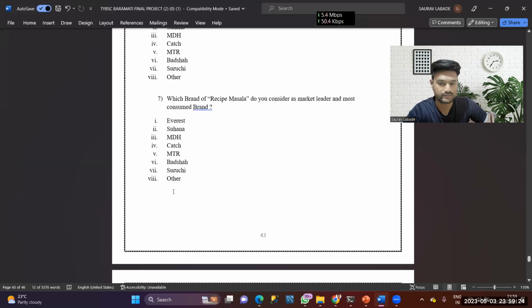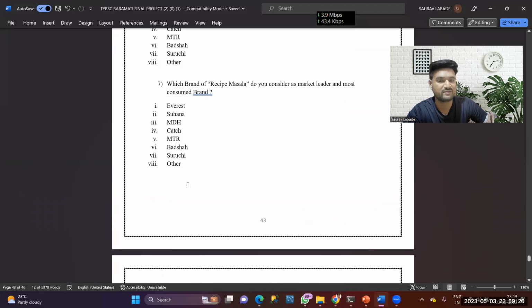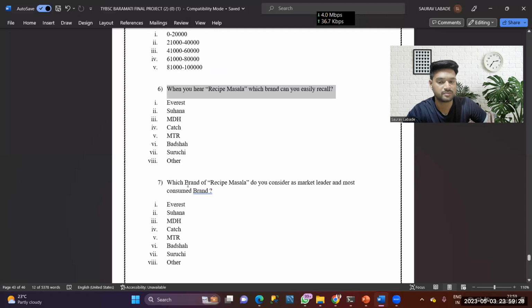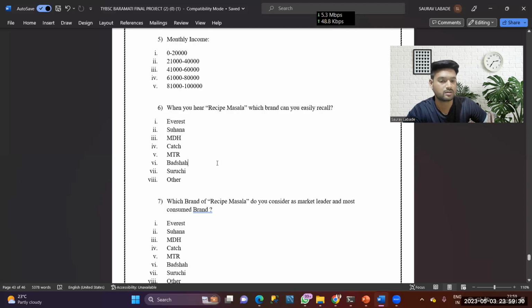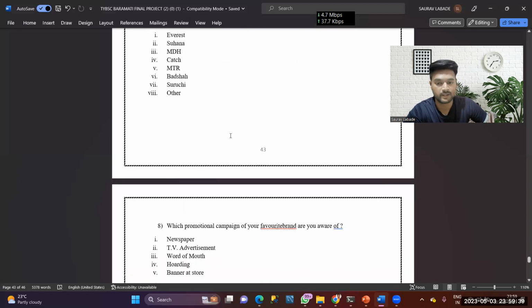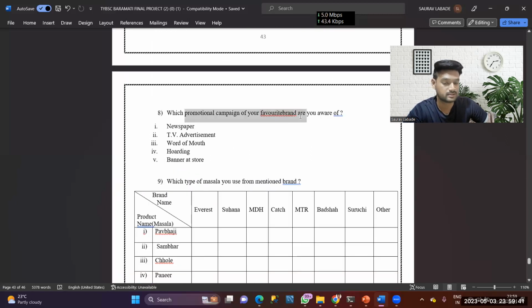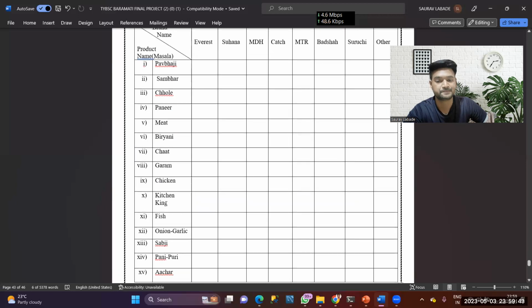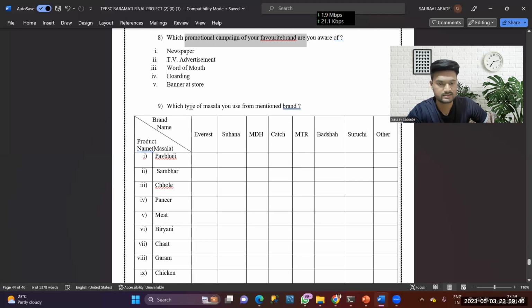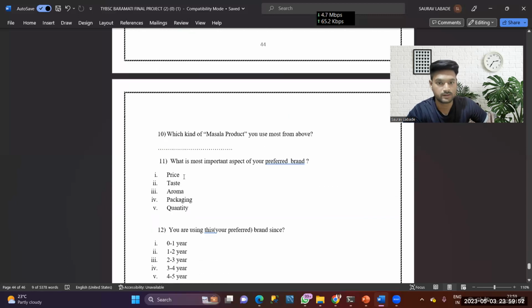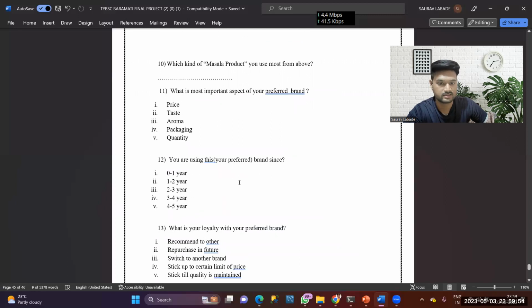So these are the questions, from which I can find out which brand is most popular, or which brand people easily recall when they hear the word recipe masala, which promotional campaign is their favorite, and which specific brands they are using for the different products. These are again some questions.